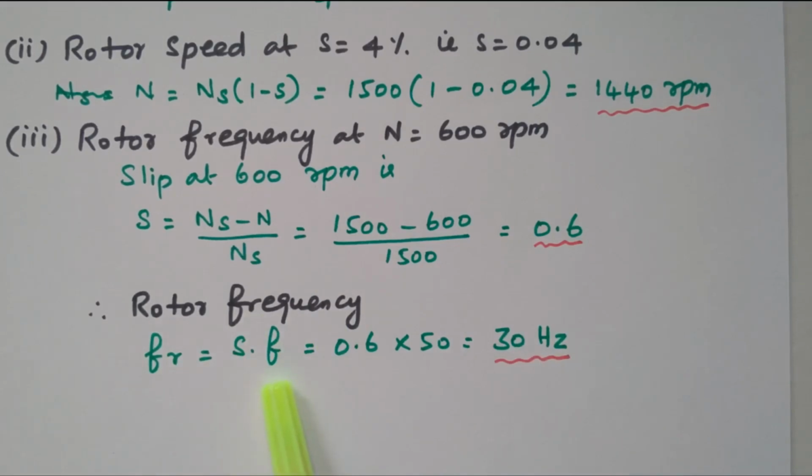Fr, F refers to the frequency of the supply system. Fr refers to the frequency of the rotor. The formula available, Fr equal to S into F, slip into frequency. The slip is what we calculated, 0.6. So 0.6 into 50, the frequency is 50. So 0.6 into 50 gives 30 Hz. So the frequency of the rotor is 30 Hz. Now we calculated all three parameters: synchronous speed, rotor speed at 4% of slip, and rotor frequency at the speed of 600 rpm. Now we'll go to the second problem.